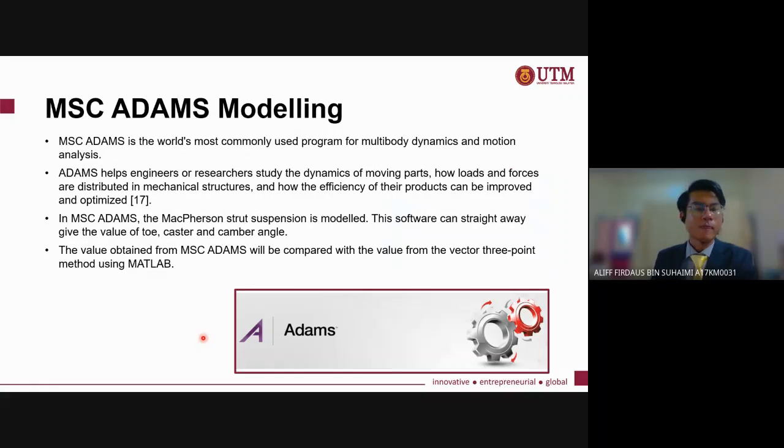And lastly, to validate my result, I will model my suspension in MSC Adams software, which is well known for its multibody dynamics and motion analysis. This software can straight away give me the values for toe, caster, and camber angle, and also some other kinematic and dynamic analysis. The values obtained from this software will then be compared to the MATLAB results, and if there is any difference, I will check back with the MATLAB modeling.